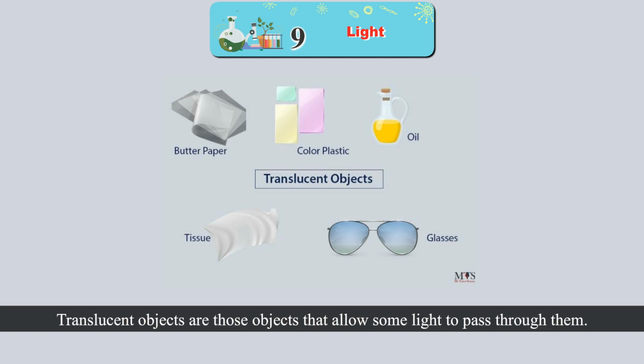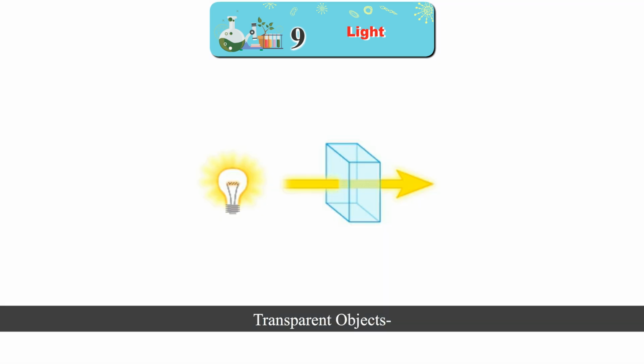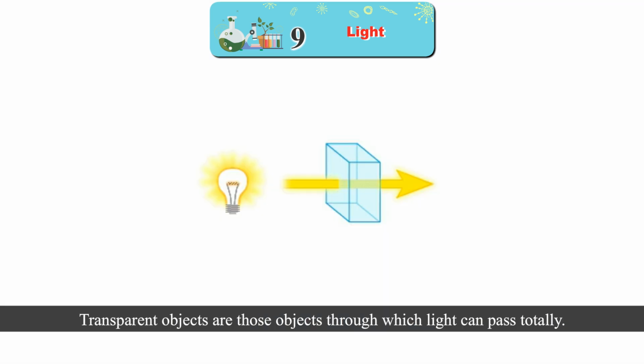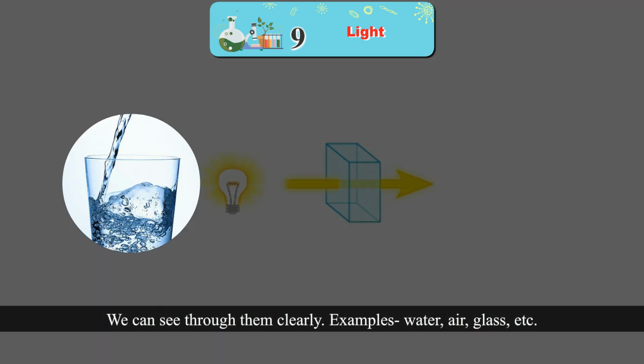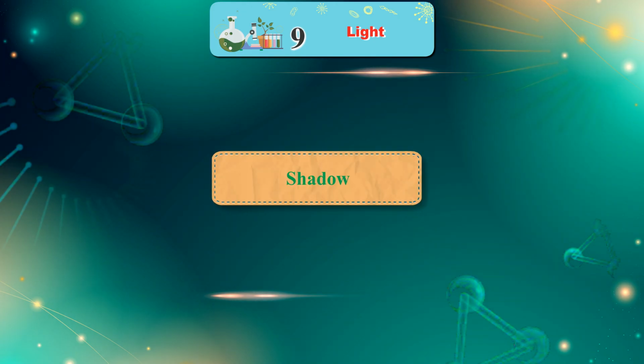Translucent objects. Translucent objects are those objects that allow some light to pass through them. We can see partially through them. Examples: butter paper, frosted glass, honey, etc. Transparent objects. Transparent objects are those objects through which light can pass totally. We can see through them clearly. Examples: water, air, glass, etc.